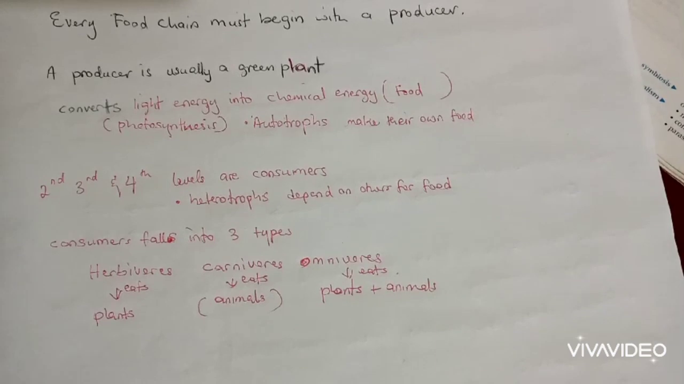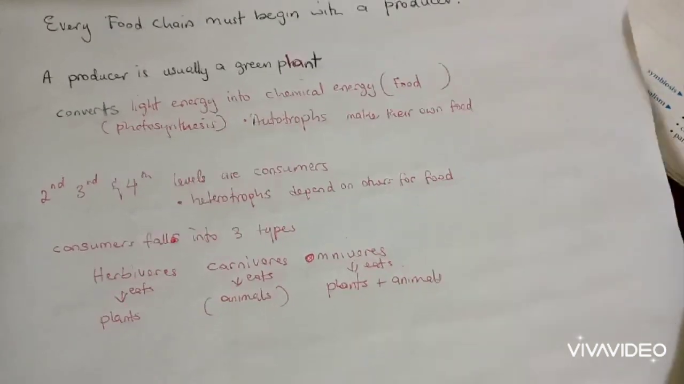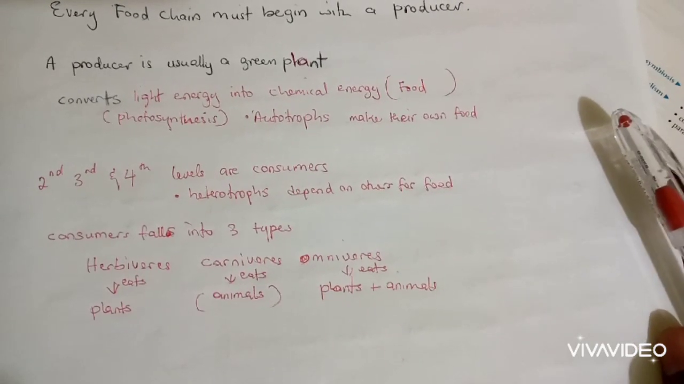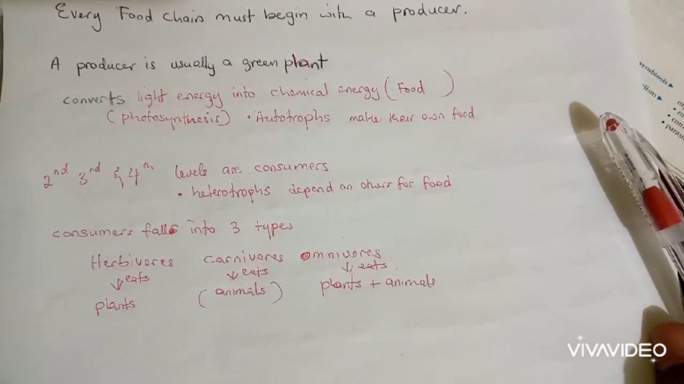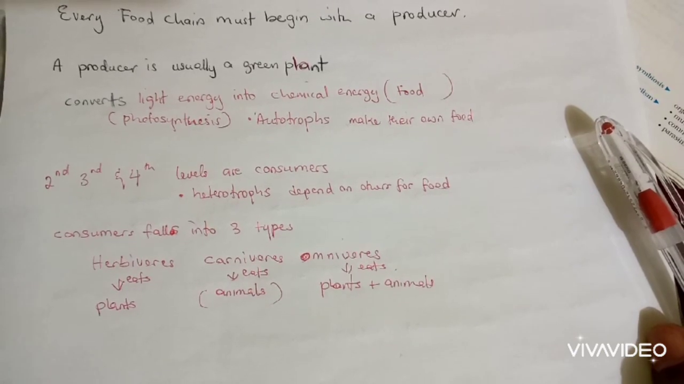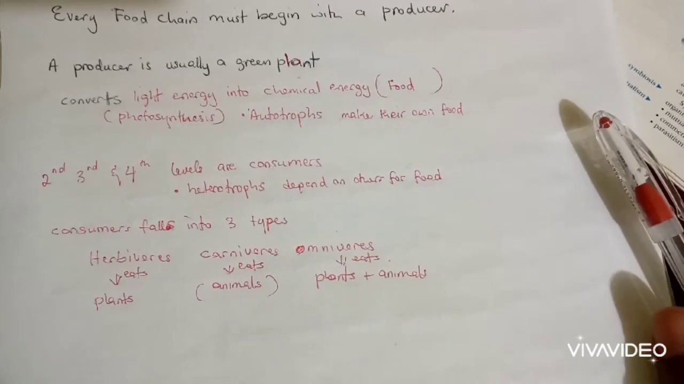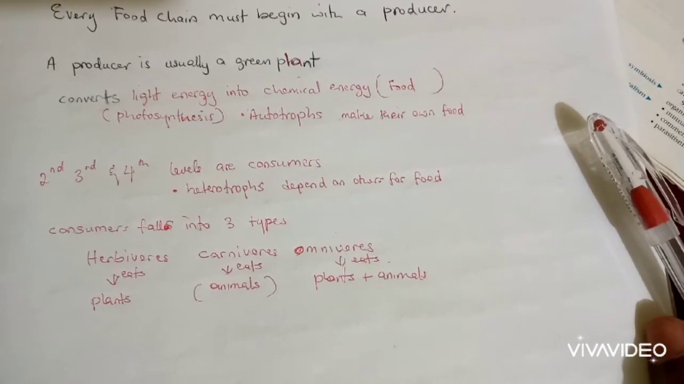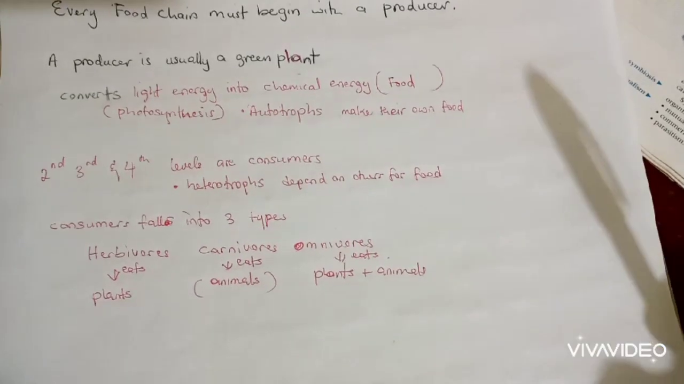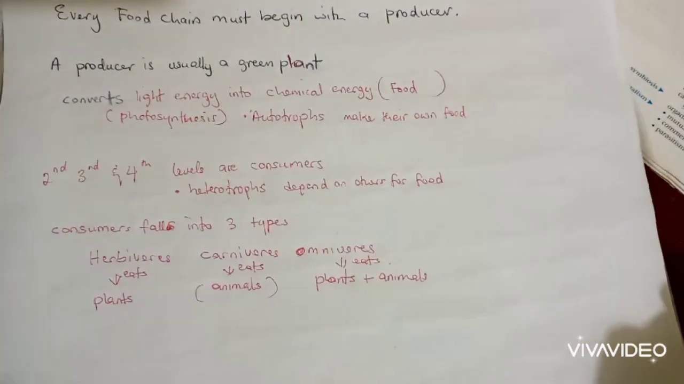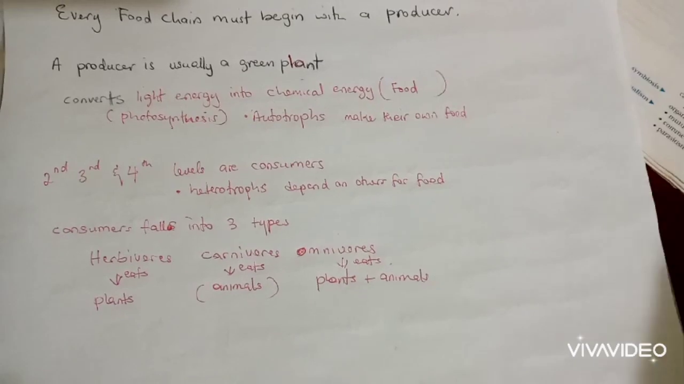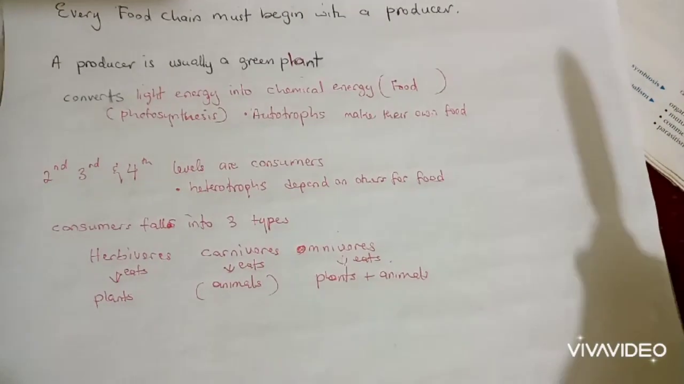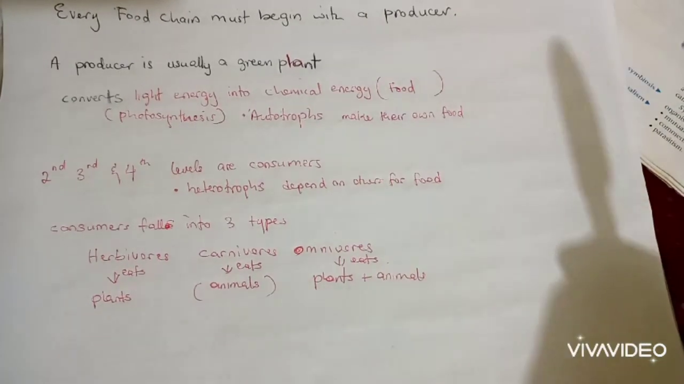Now every food chain must begin with a producer. A producer is usually a green plant, and the reason we call it a producer is because it converts light energy into chemical energy, and that chemical energy in this context is food, as glucose. If you remember photosynthesis from grade 7, grade 8, it's a process by which green plants use light energy to make food.